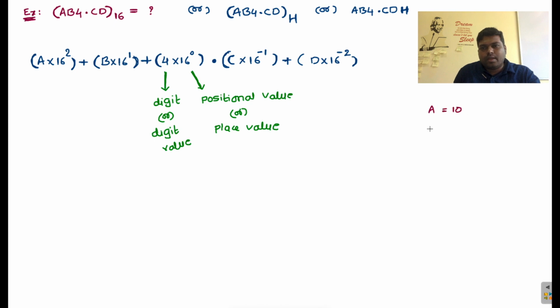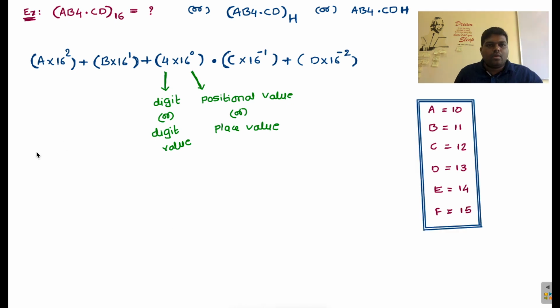10, and B equals to what? 11, and C equals to what? 12, and D equals to what? 13, and E equals to what? 14, and F equals to what? 15.